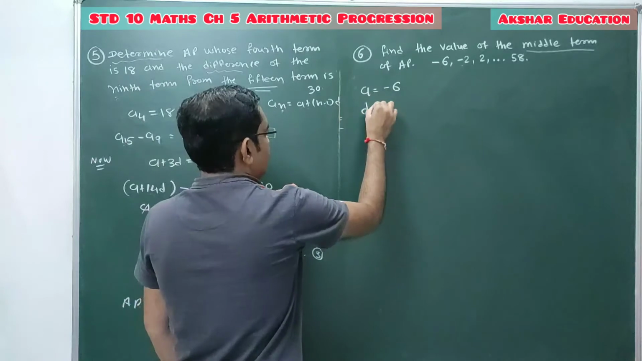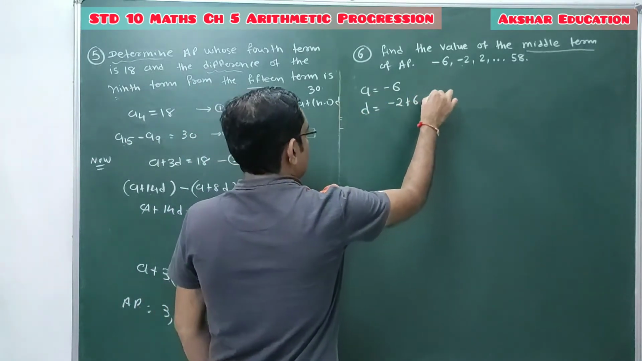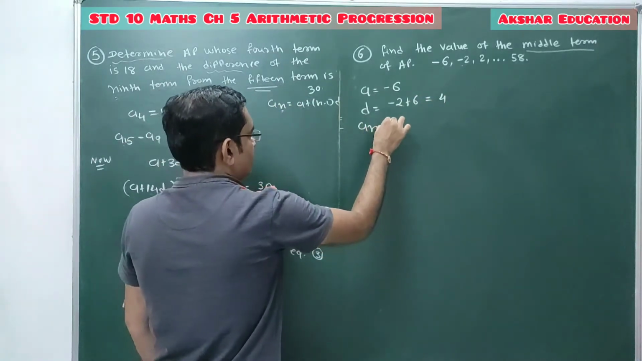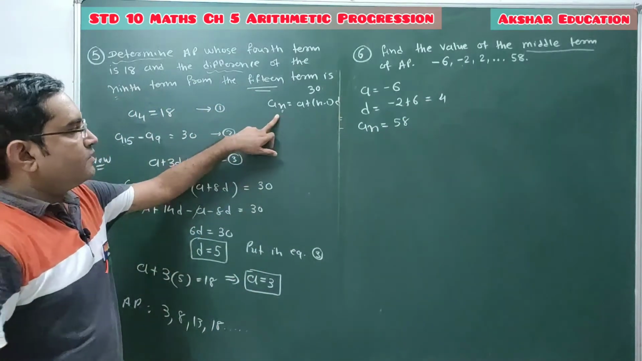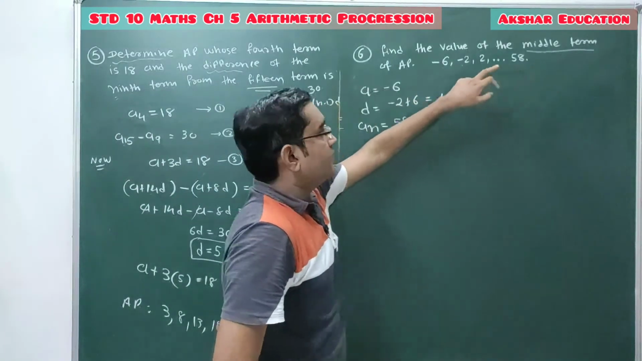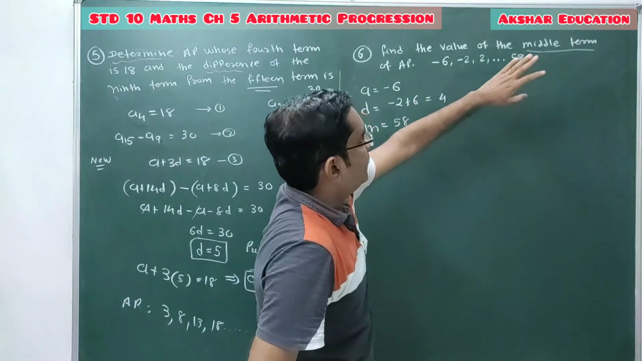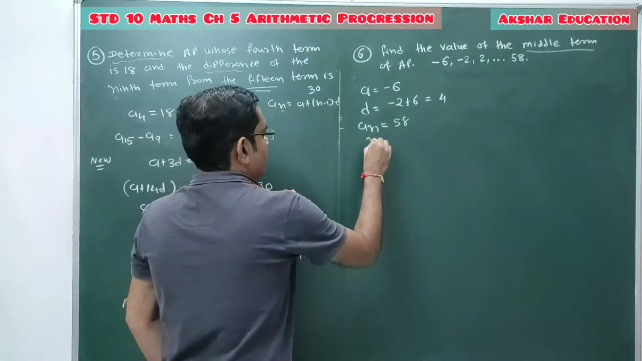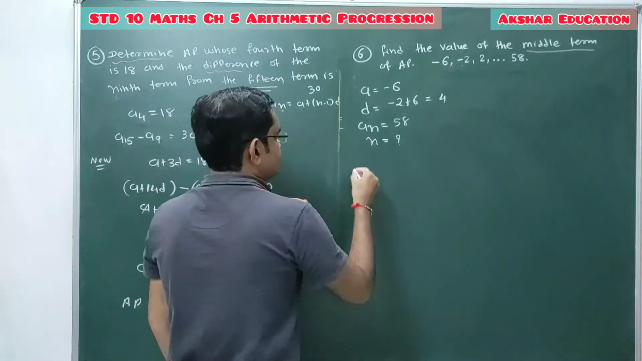Common difference D is nothing but minus 2 minus minus 6, equal to 4. And the nth term, or you can say the last term, of an AP is 58. So an is there, A is there and D is there. We can find the total number of terms in this AP. Here the terms are written as minus 6, minus 2, 2 up to 58. How many terms are there, we do not know; the number of terms is unknown. So first we will find the number of terms.